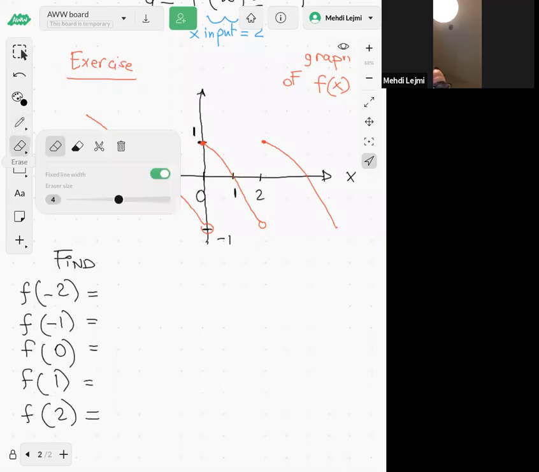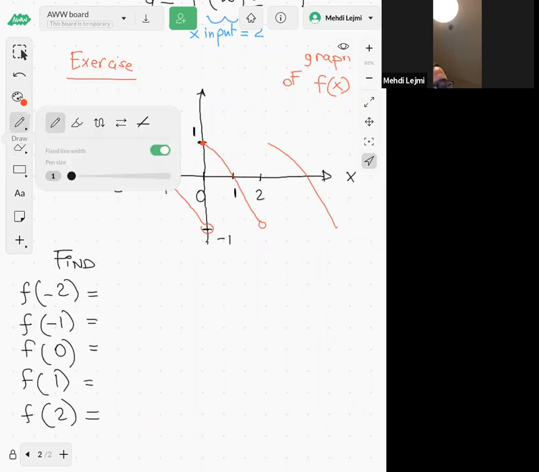I'm gonna change my graph a little bit. So I'm gonna put a circle here. Another circle.